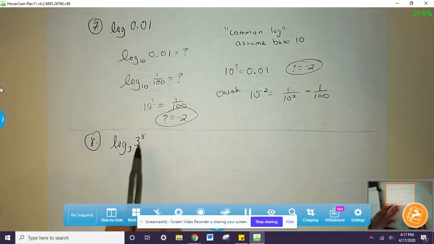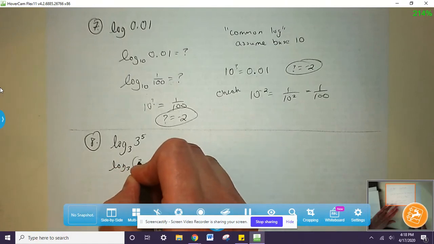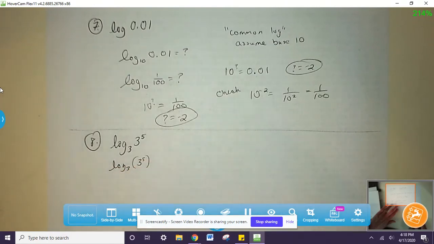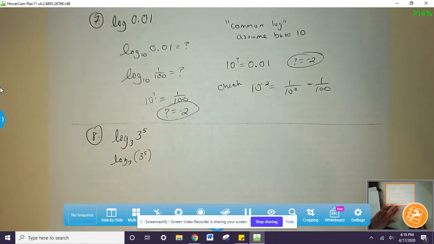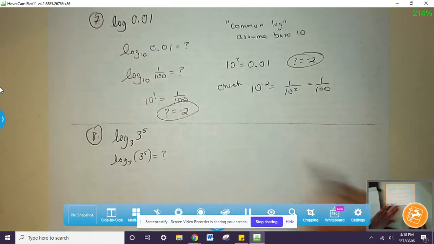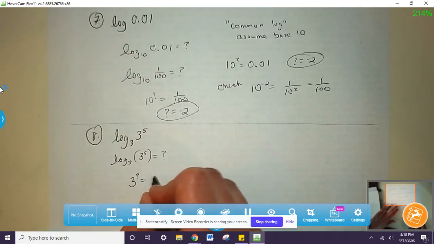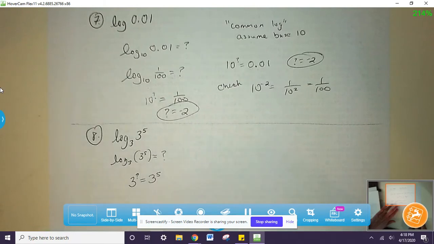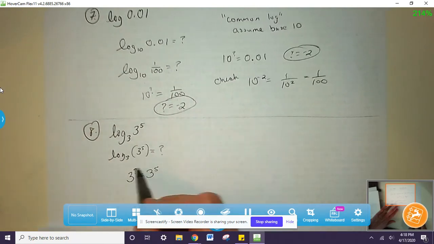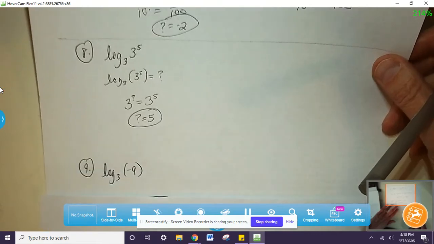Evaluating log base 3 of 3 to the 5th. So what we have here is the base is 3, and what's inside the log is 3 to the 5th. If the parentheses help you see that better, then write them in. Name the third missing piece. I'm going to name it question mark. And what we want to do here is see 3 to what power equals 3 to the 5th. Well, the only way 3 to some power is going to be 3 to the 5th is if that power is 5. Here's our next one.